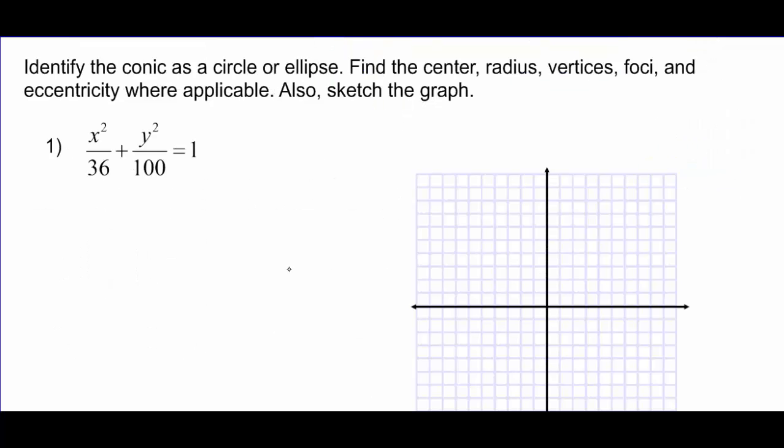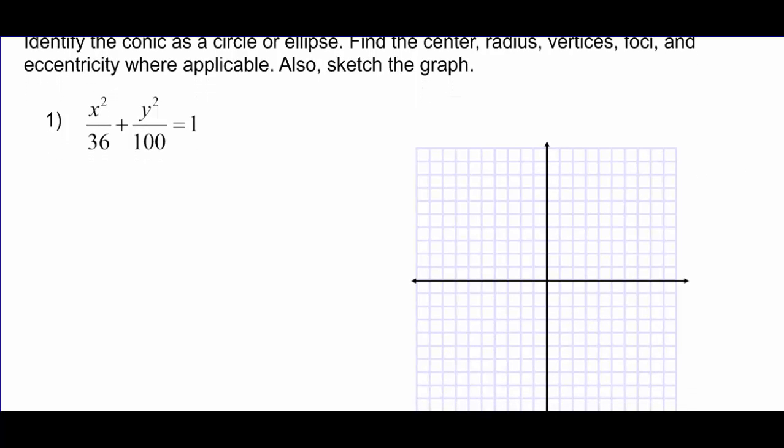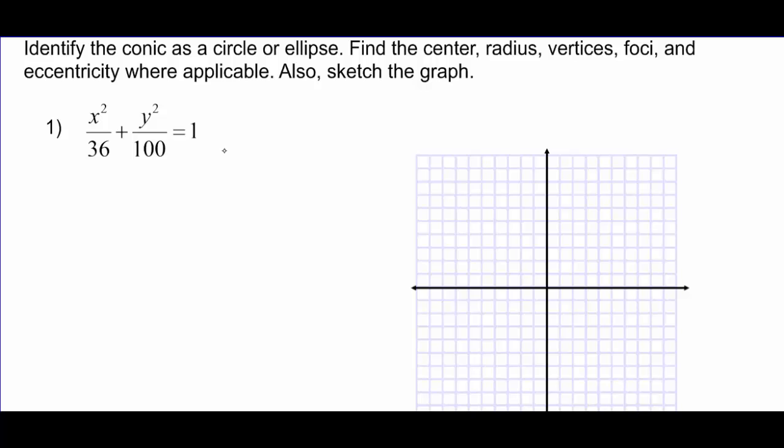So for the next couple of problems, we're going to identify the conic as either a circle or ellipse, and then we need to find all the key information, and we'll go ahead and sketch that graph while we're at it. All right, so first thing I want to know, if it's a circle or ellipse, that's actually pretty easy. Those two numbers right there tell the story. This is most definitely an ellipse. If it was a circle, those two numbers would be the same. All right, so let's talk about what we know.